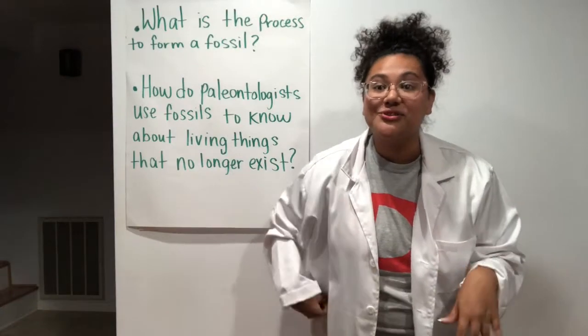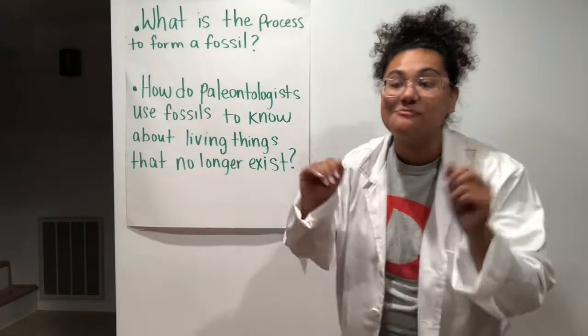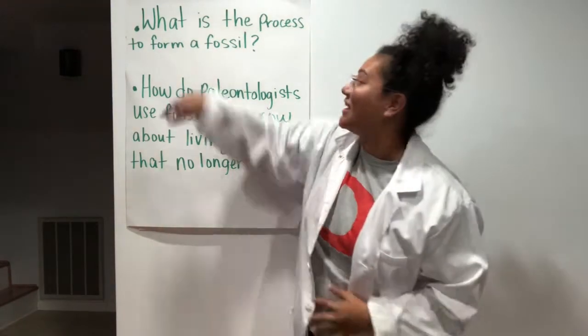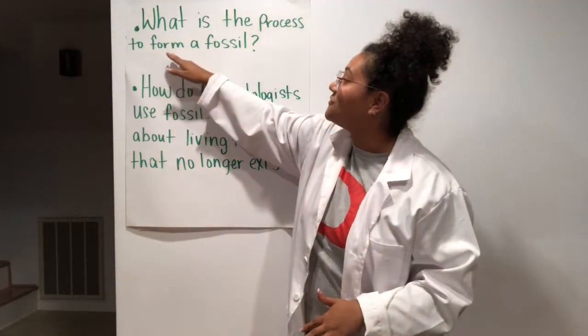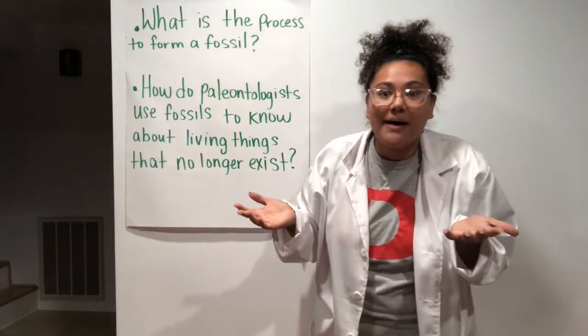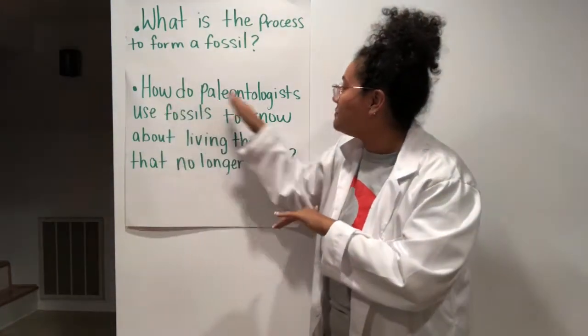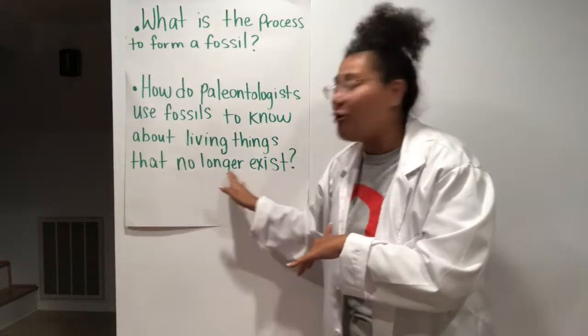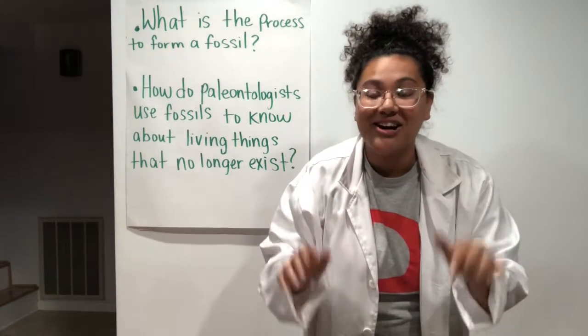All right, boys and girls, so here we have our experiment. Let's get started. So let's go over our questions from the beginning. What is the process to form a fossil? We're going to talk about it today. Then we have, how do paleontologists use fossils to know about living things that no longer exist? We're going to talk about that as well.